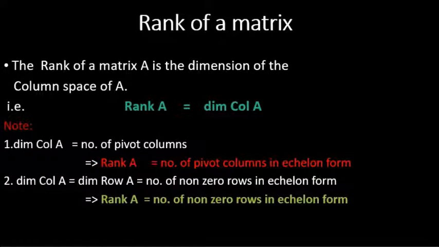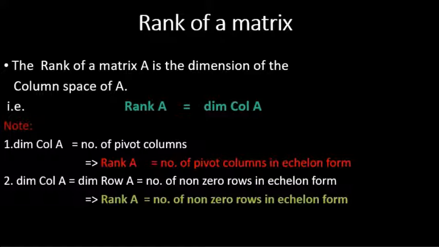Let us define first what is rank of a matrix. The rank of a matrix A is the dimension of the column space of A. That is, rank A is equal to dimension column A. Let us look at some points about this.